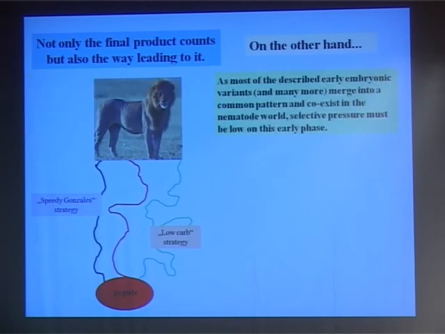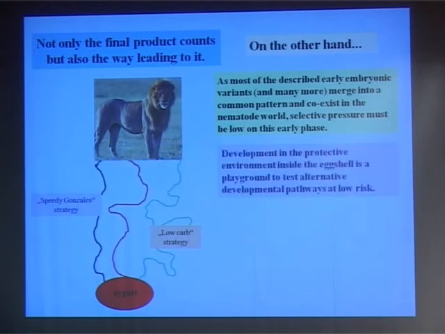On the other hand, most or all of the variants I described merge into a common pattern and coexist in the nematode world, and therefore selective pressure must be low on this early phase of embryogenesis. I imagine that development within that protective eggshell may be a playground to test alternative developmental pathways at low risk, because eventually they merge into the common pattern again.